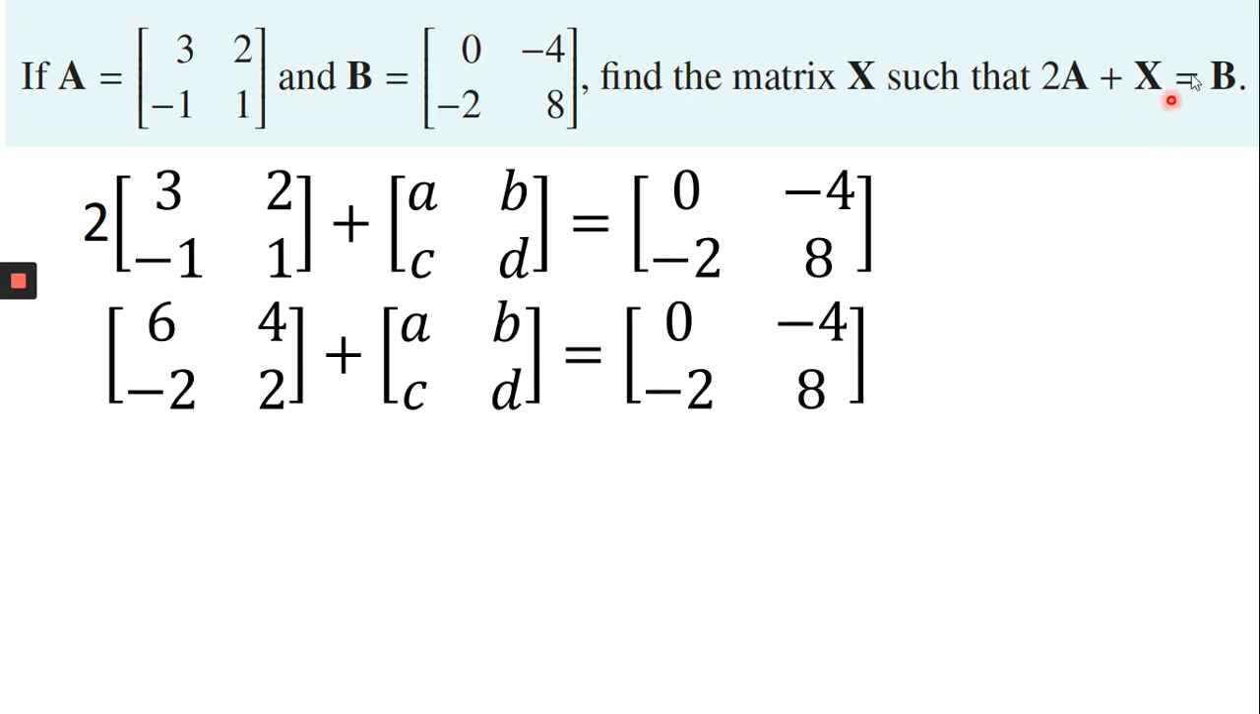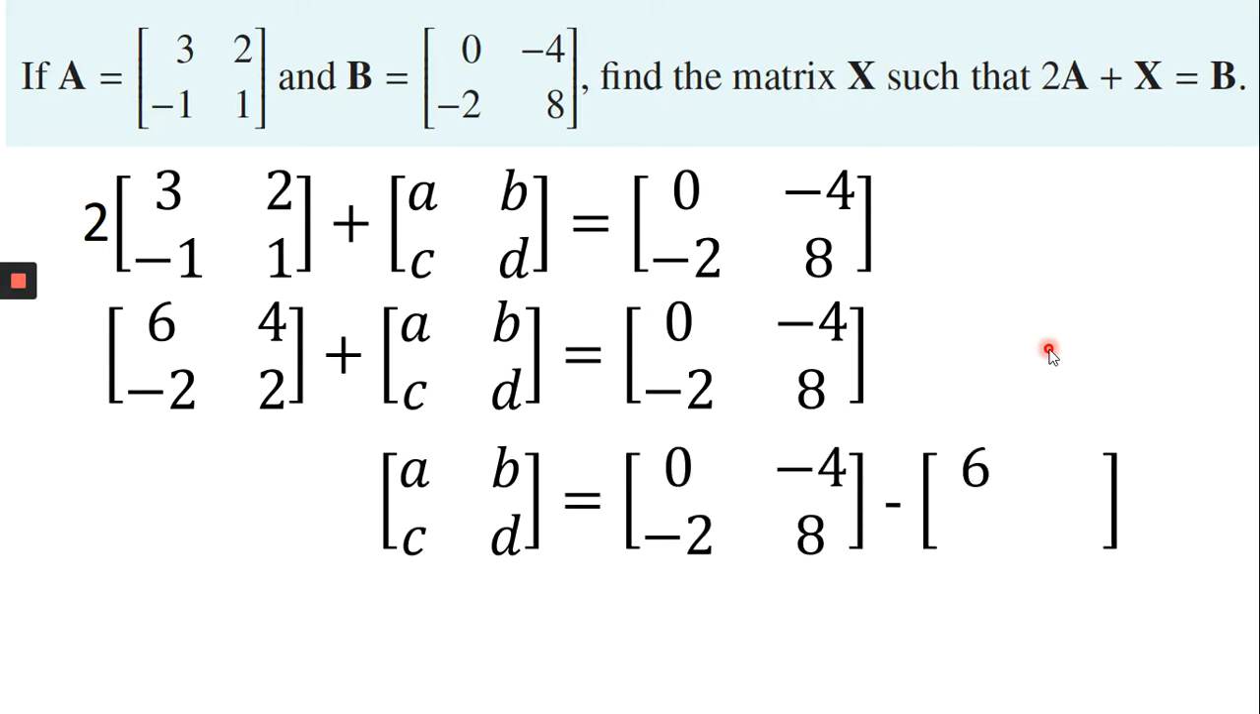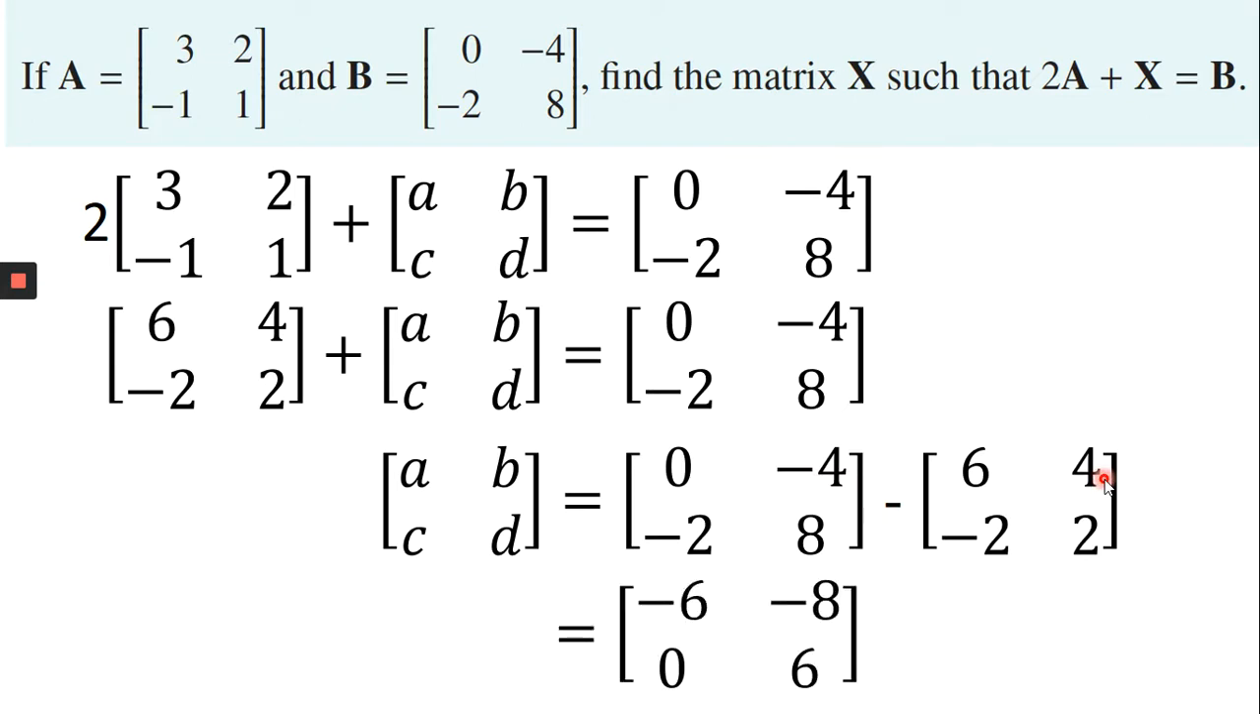If I want to find X on that, I want to get the X on its own. So I want to take away 2A. So that's what I'm doing. I'm just going to take away that and put it over to this side. So a, b, c, d is B take away 2A. Now, probably this is the simplest bit. I'm just doing the takeaway. 0, take away 6, minus 6. Minus 4, take away 4, minus 8. Nothing tricky there. So probably the trickiest thing was setting up that matrix. But as you can see, I haven't actually done anything with that a, b, c, d. I just used that as kind of a holding place. So there's the matrix X.